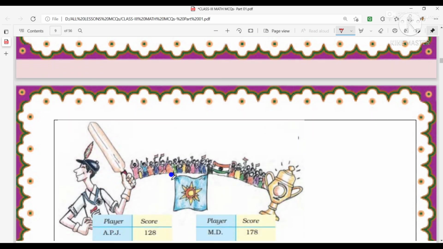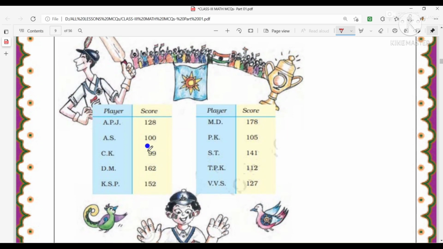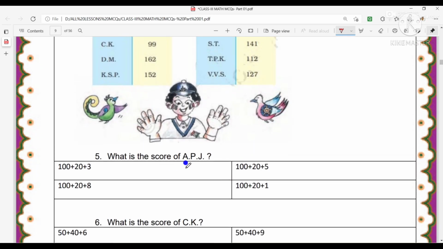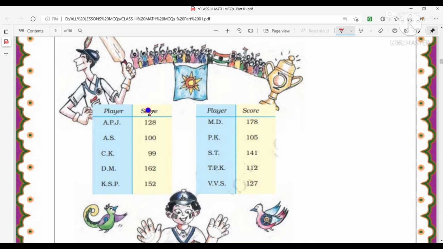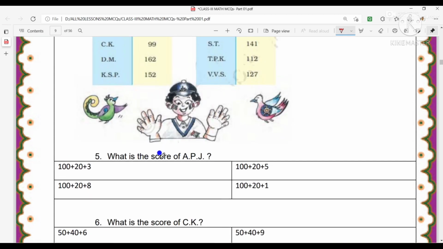Next, here are scores given, the player and the scores scored by them. What is the score of APJ? APJ scored 128. In expanded form, it will be 100 plus 20 plus 8.